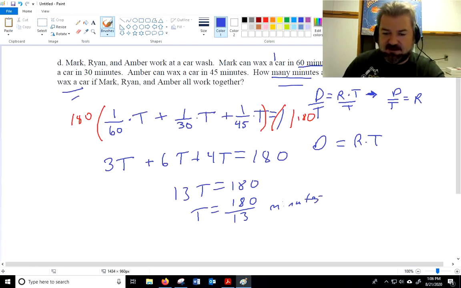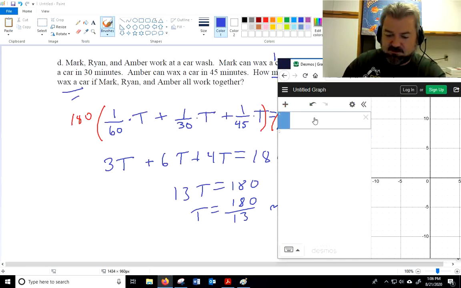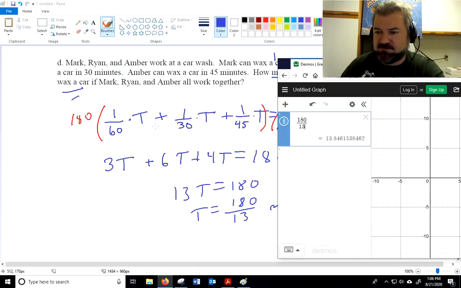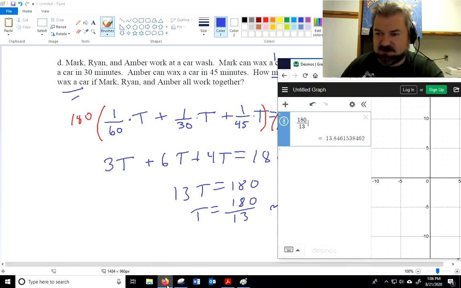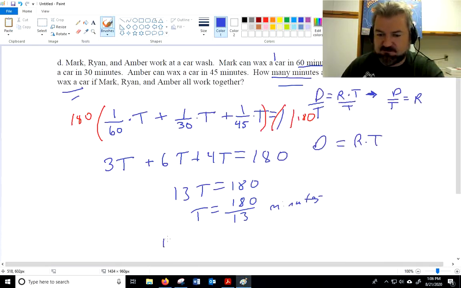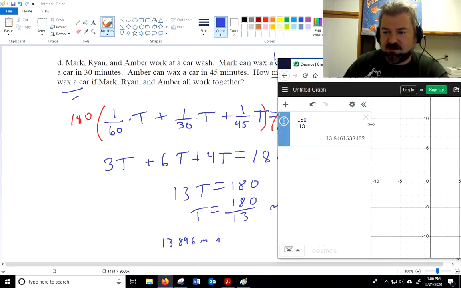What exactly is that? I don't know. Let's ask Desmos, what is 180 over 13? 13.846 minutes. Wow, that was pretty fast. All right, let's take a look at how we could solve this using a graph.